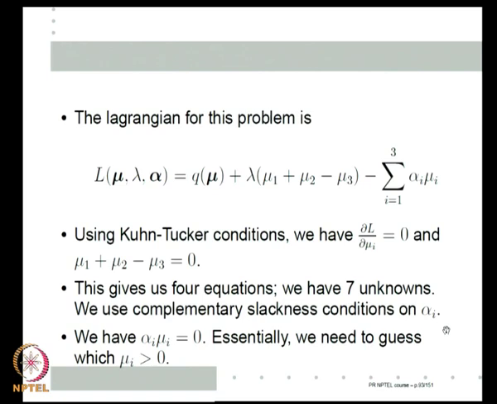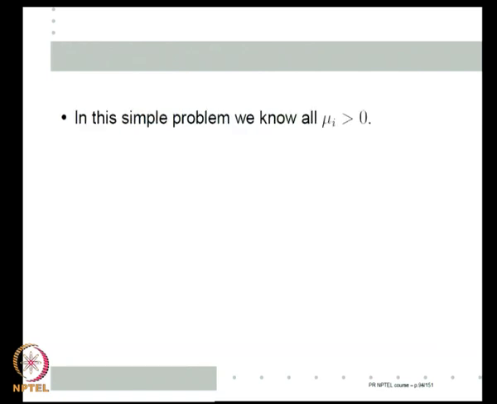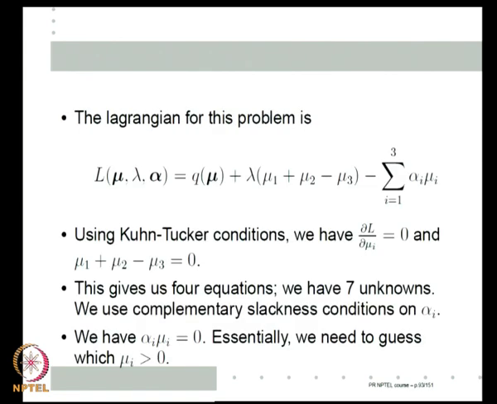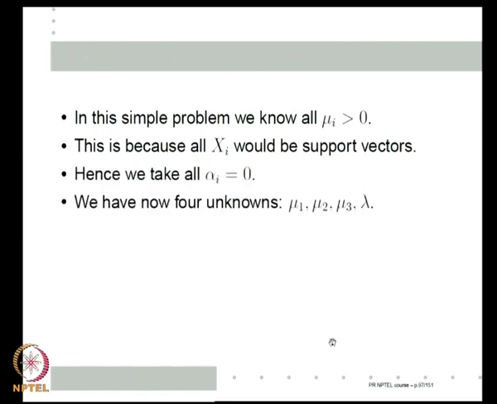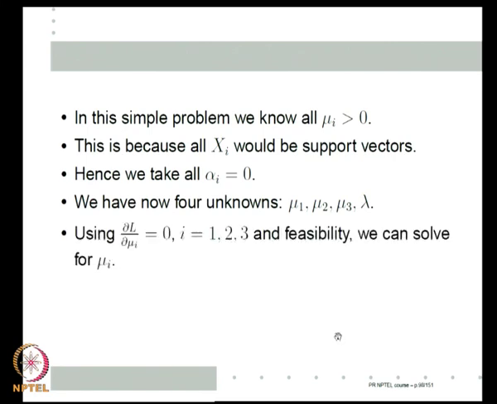In SVMs in general, this is very simple to do, because mu I greater than 0 has a physical interpretation. If mu I is greater than 0, the corresponding xi is a support vector, that means it is closest to the separating boundary. So, I can geometrically think of which x's are support vectors, at least in R2. In this problem, of course, we know all the 3 are support vectors. So, all mu I will be greater than 0. So, we can take all alpha I to be 0. That means we have only 4 unknowns and we have got 4 equations. So, we can solve for it.